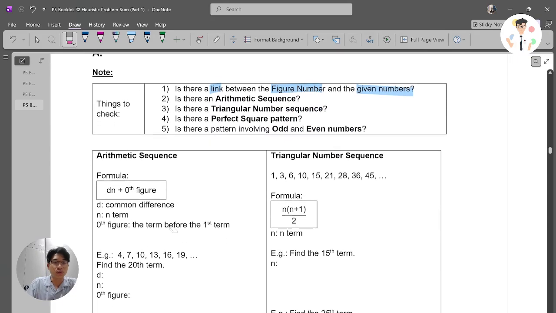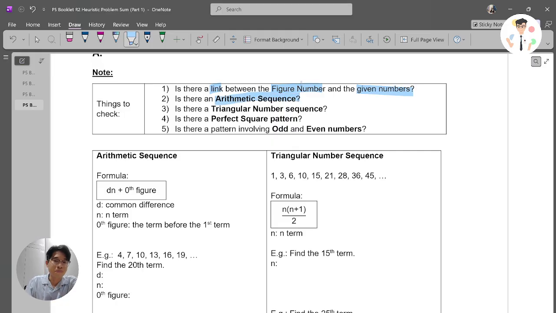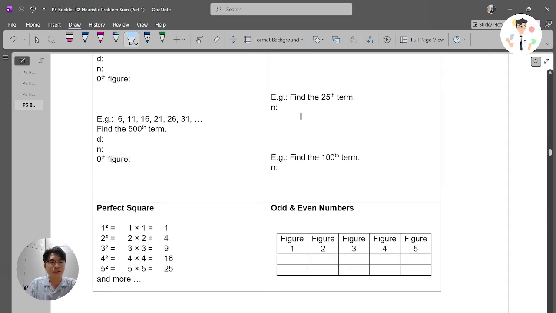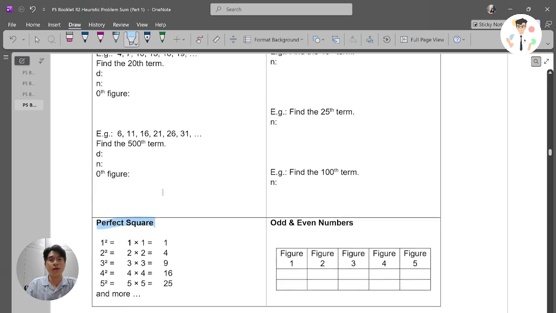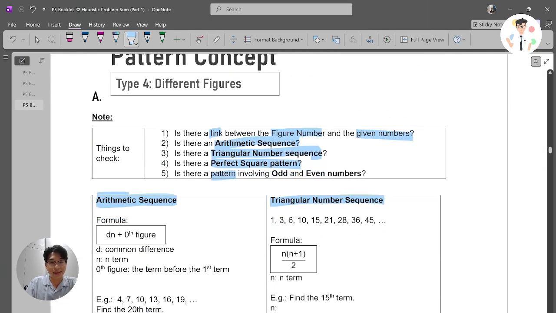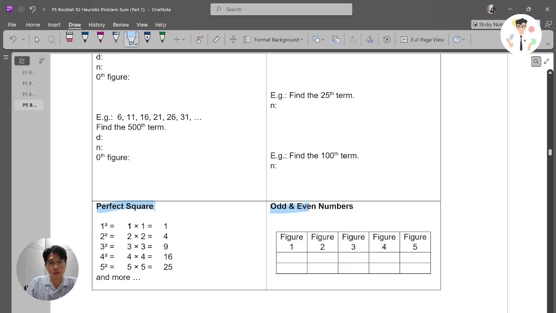The second thing that I want you to check is: is there an arithmetic sequence here? What does arithmetic sequence mean? Arithmetic sequence is this, which I will talk about in a short while. The next thing that I want you to check is: is there a triangular number sequence here? What is a triangular number sequence? Which we will talk about in a short while. Is there a perfect square pattern? What is a perfect square? Again, we will talk about it here. And last but not least, is there a pattern involving odd and even numbers? This is something that's very important as well.